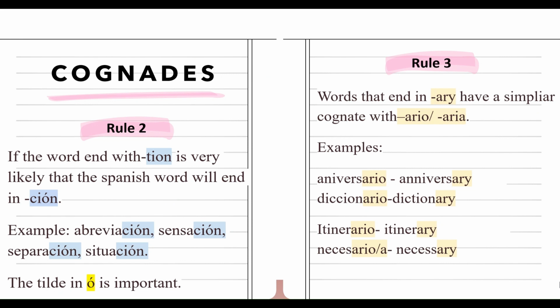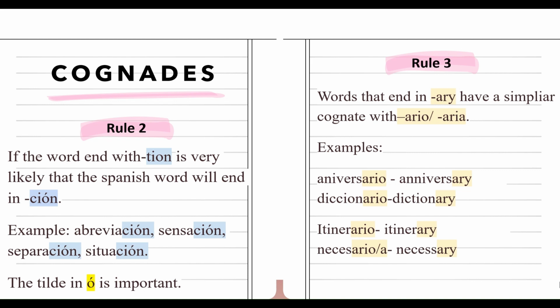The rule number two: if the words end with tion, it's very likely that the Spanish word will end in sion. Basically, it is ción. Can you see that the O has the accent, the tilde, that is the little line on the O? This is very important when you're writing the words. So, for example, if you have abbreviation in English, the word in Spanish will look like abreviación. They just change the T to C and then add the tilde on the letter O.